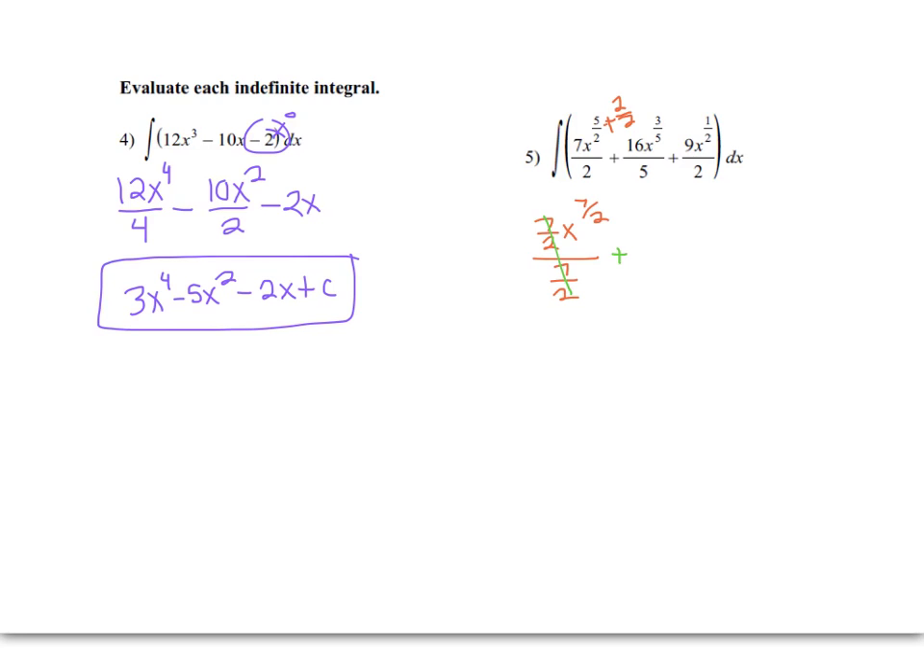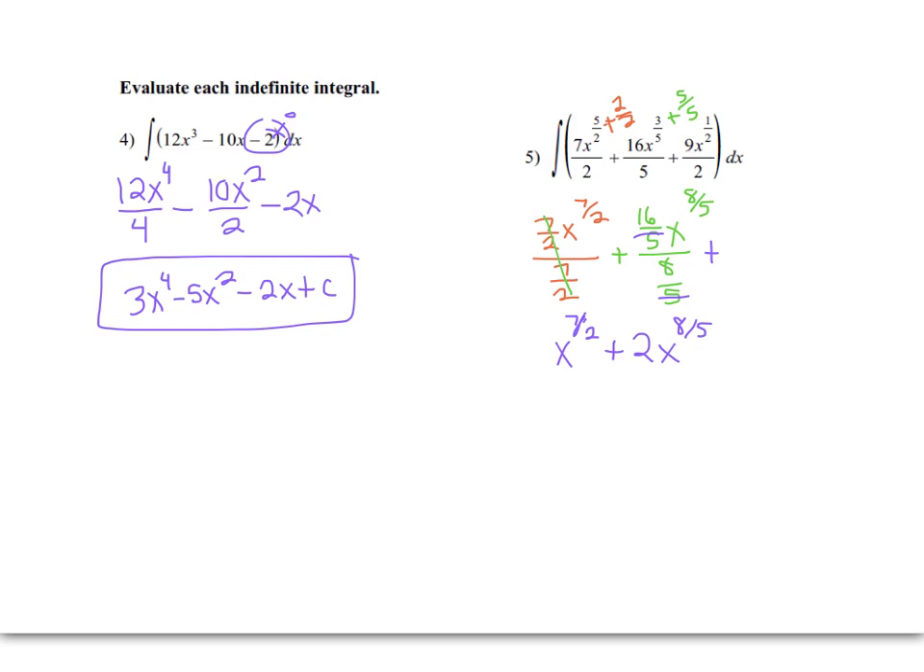Then I do this again. I'm going to put 16 over 5 and then figure out my new exponent. To add 1 to 3/5, I need to add 5 over 5 and get 8/5. So I divide by 8/5. Those don't cancel out completely, but the 5s will cancel, and we'll do 16 divided by 8 and end up with a 2. So this one, they both canceled. So we have x to the 7 halves. This one, 16 over 8 becomes 2, x to the 8/5.